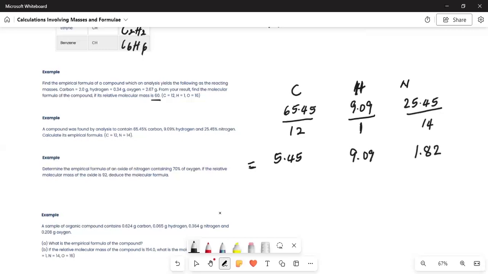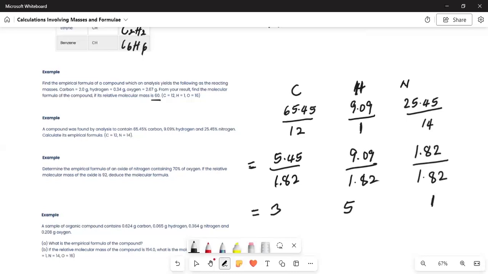Now the next thing is to find the ratio in which these elements are combined. To do that, we need to divide by the smallest mole ratio here, which is 1.82. So we divide through by 1.82. 5.45 divided by 1.82 is 2.99, which is approximately 3. We round it up to the nearest whole number. Then 9.09 divided by 1.82 is 4.99, which we can round to the nearest whole number as 5. Then the last one, 1.82 divided by 1.82, is 1.